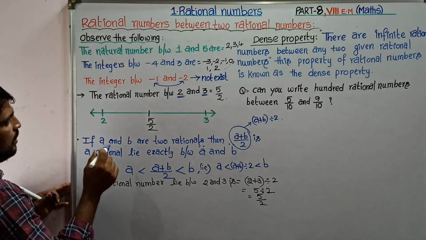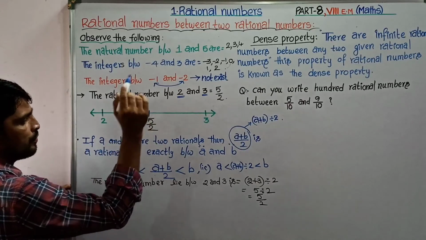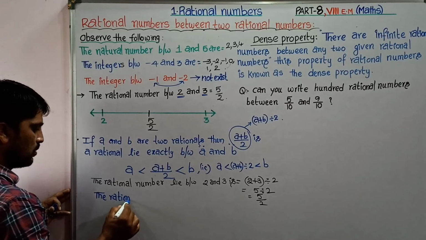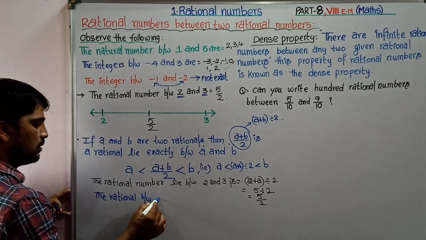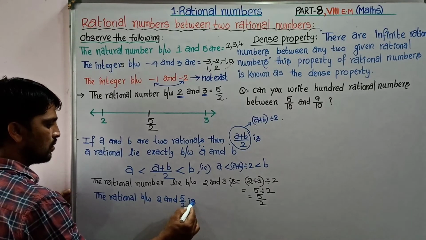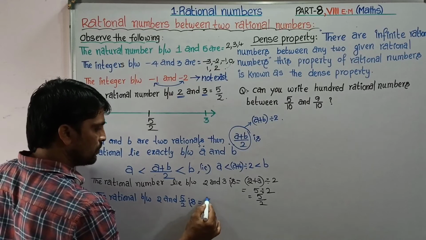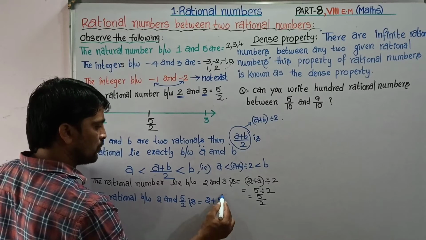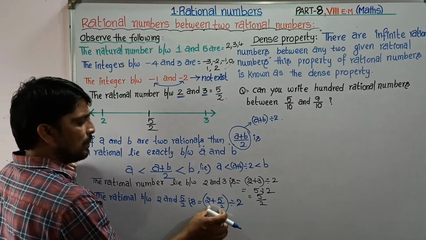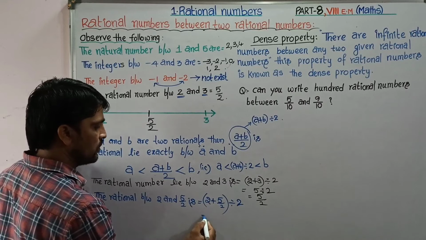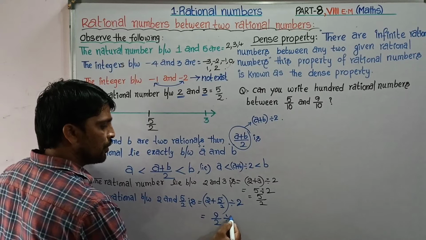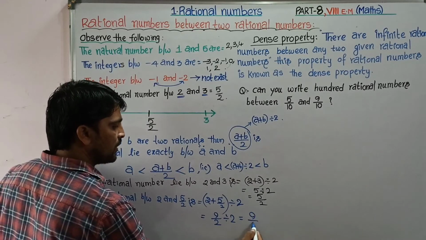Now we can find another rational number between 2 and 5 by 2. Consider the sum 2 plus 5 by 2, divided by the number of numbers, which is 2. Sum divided by the number of numbers, that is the average. 2 twos are 4, 4 plus 5 is 9, so 9 by 2 divided by 2.